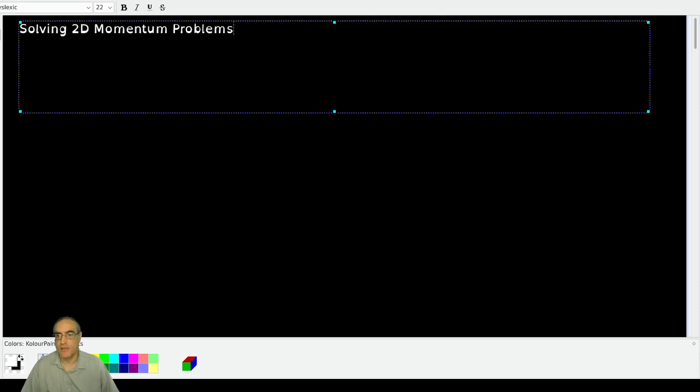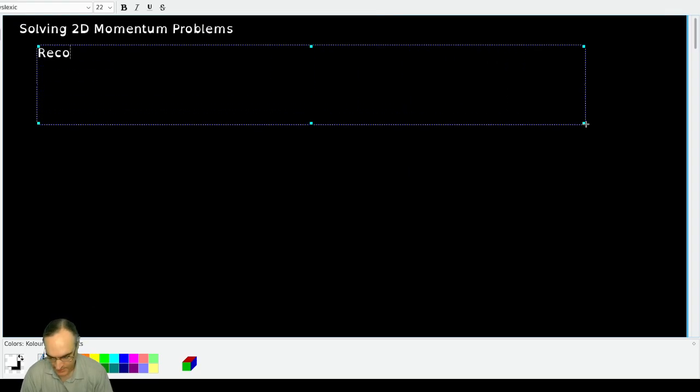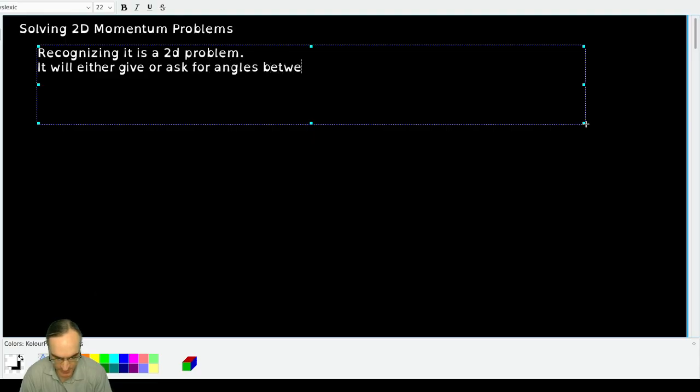Okay, we're going to be talking about solving 2D momentum problems. So the first thing is recognizing it is a 2D problem. And the answer to that is pretty simple. It will either give or ask for angles between motions of objects.